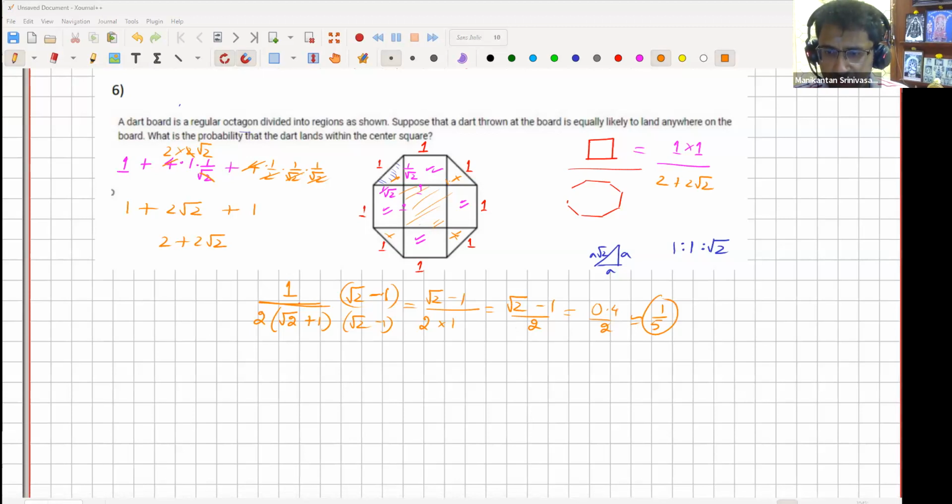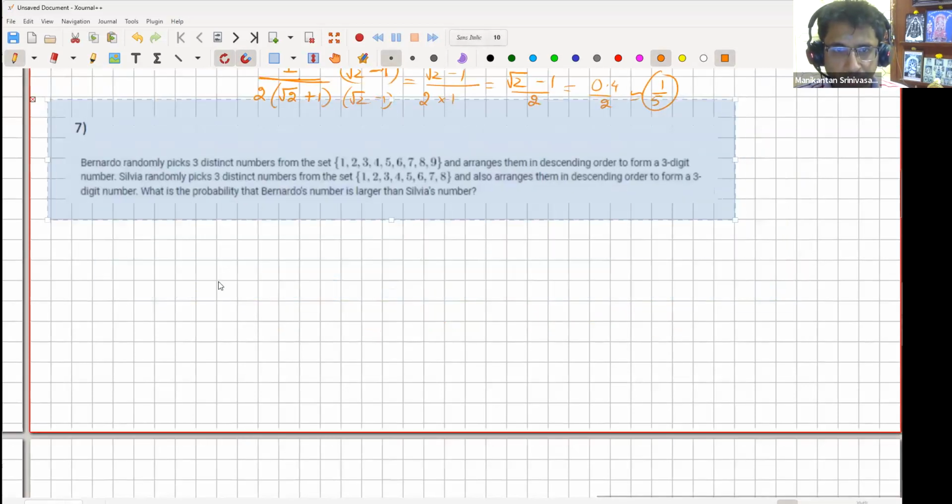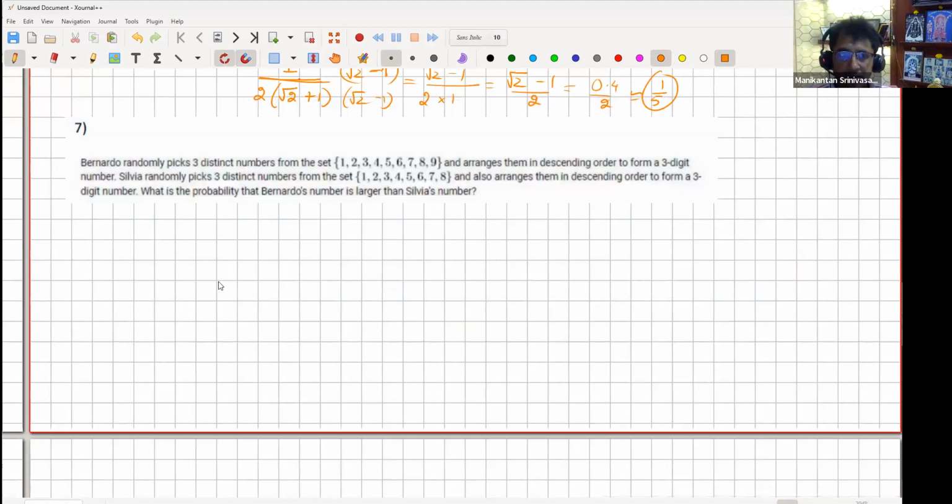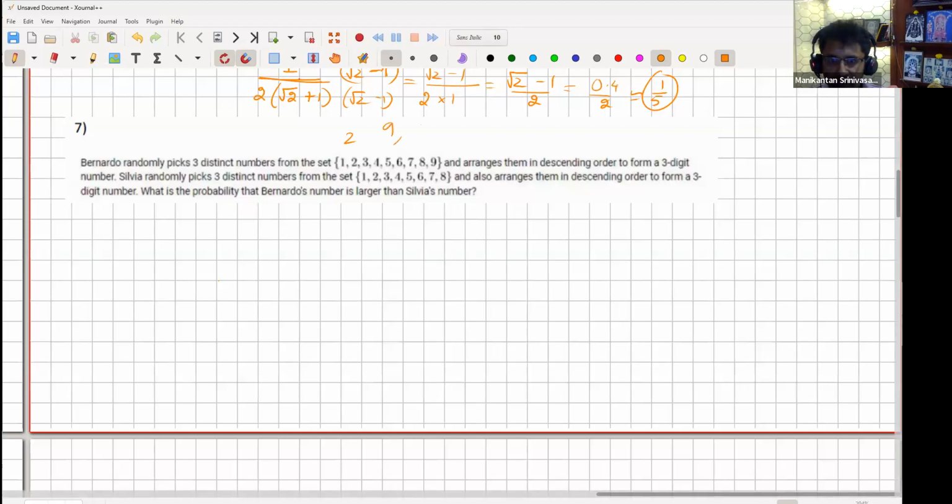Question 7. This was a good one. Bernardo randomly picks 3 distinct numbers, which means it's without replacement, from the set 1 to 9. Sylvia picks from 1 to 8. Both arrange them in descending order to form two 3-digit numbers. So for example, this guy selects 2, 9, and 4, let's say.